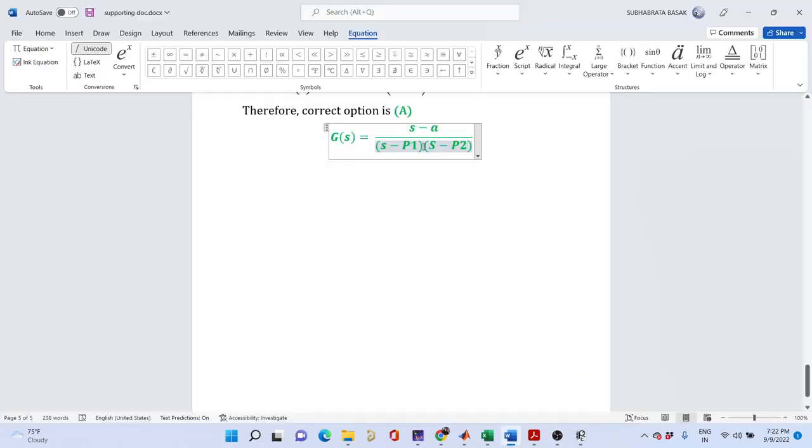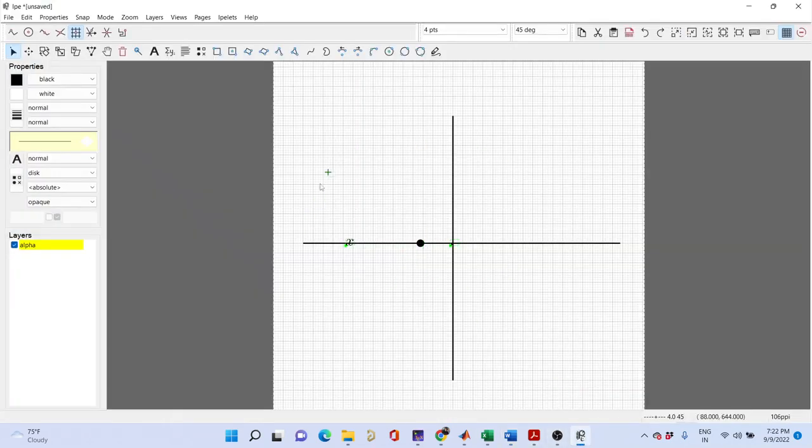So what does s minus p1 mean? What is this s minus p1? It tells about the pole p1. It is actually a vector. If you look at this complex plane, say this is p1, and s is somewhere at infinity, maybe over here or somewhere over here. So s minus p1 is a vector subtending from this point to this one.